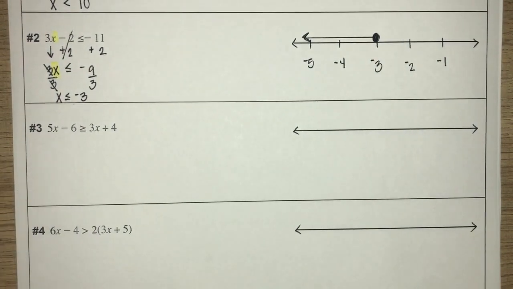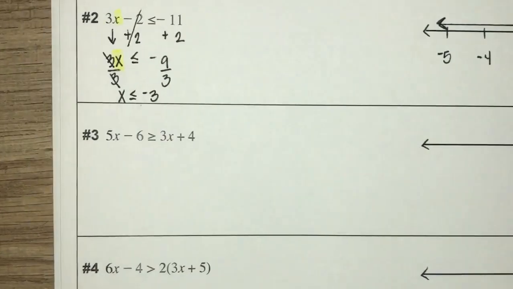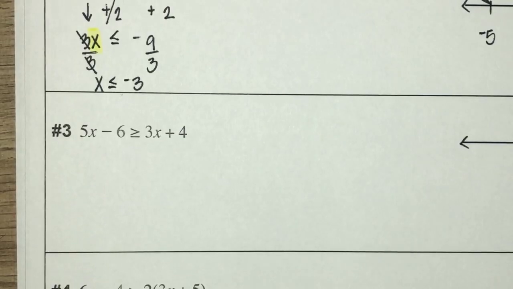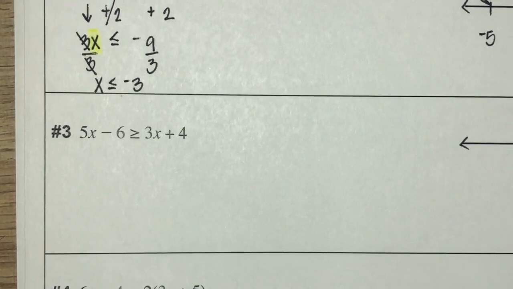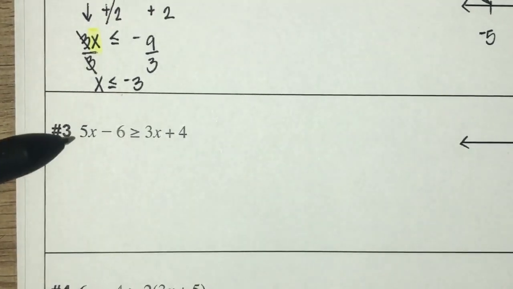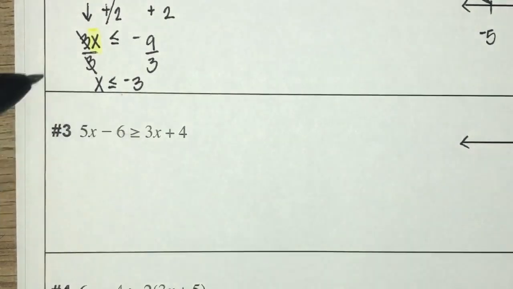And then for example 3, we have 5x minus 6 is greater than or equal to 3x plus 4. So now we have variables on two different sides of the inequality symbol. So anytime we have variables on two different sides, our first priority is to try to get them together on one side. And we can't just move them over. What we have to do is try to cancel out the x's on one side using inverse operations. So you can either subtract 5x from the left side, or we can subtract 3x from the right side.